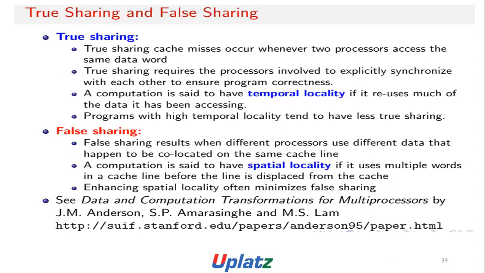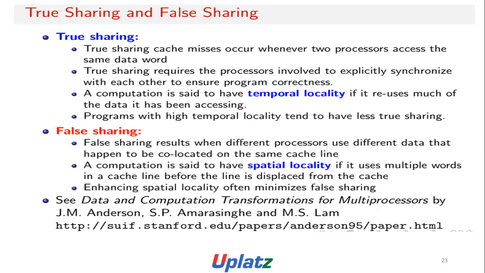True sharing and false sharing. True sharing cache misses occur whenever two processors access the same data byte. True sharing requires the processors involved to explicitly synchronize with each other to ensure program correctness. A computation is said to have temporal locality if it reuses much of the data it has been accessing. Programs with high temporal locality tend to have less true sharing.